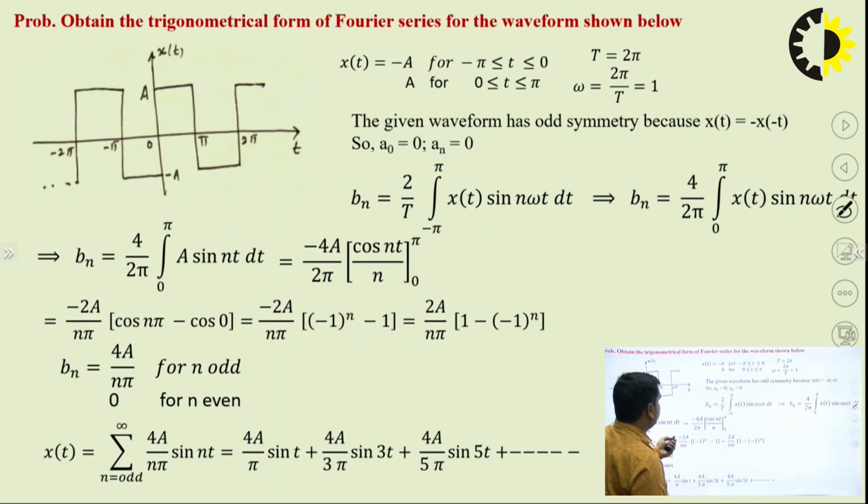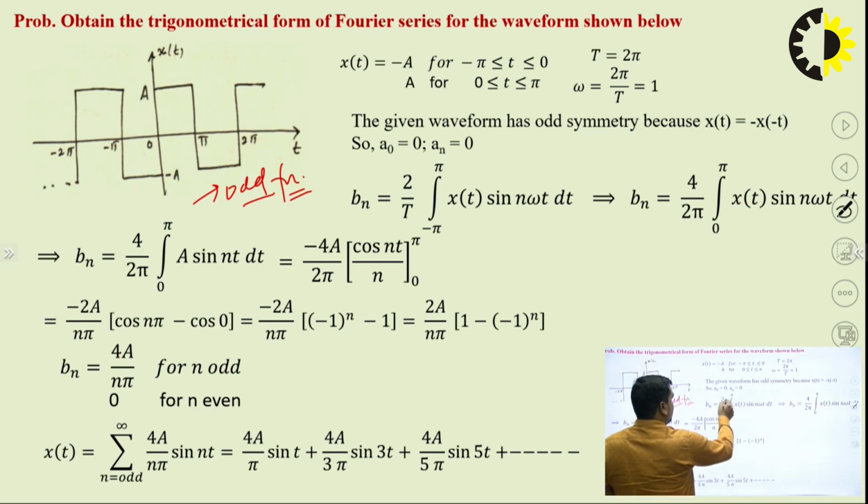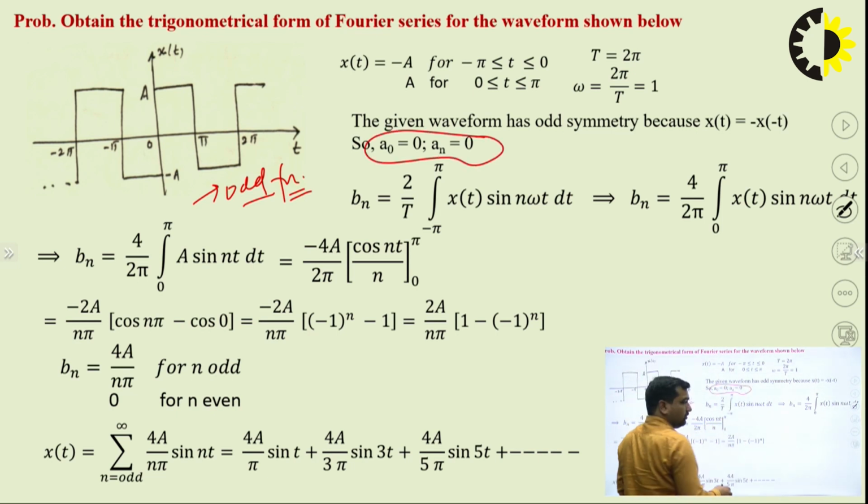Okay, so this is the example: obtain the trigonometric form of Fourier series for the signal shown in the figure. Here, as we see, this is an odd function, because this waveform is symmetrical about the origin. It has odd symmetry, which means a0 and an become 0. We knew that for an odd function a0 and an become 0. We only need to calculate the value of bn, that becomes 2 upon T integral from -pi to pi, or we can write it as 4 upon T.